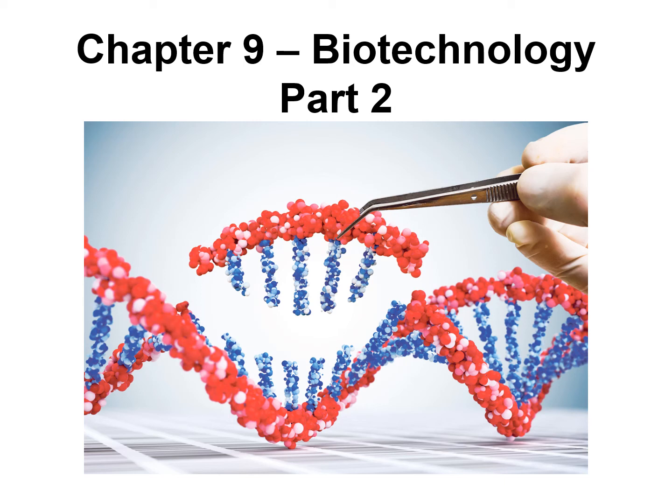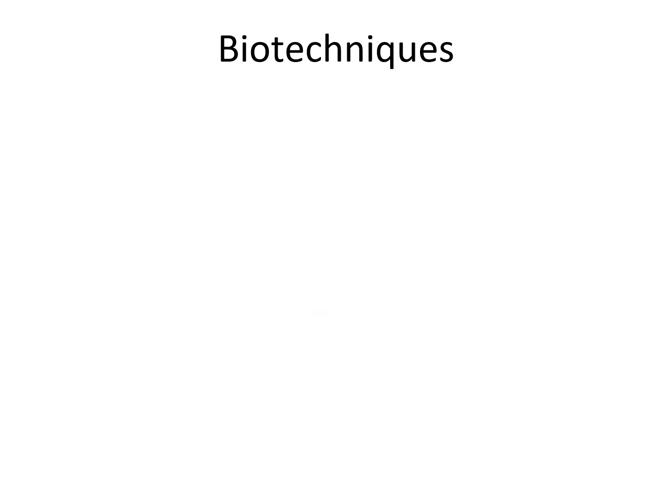This is the lecture for Chapter 9, Biotechnology, Part 2. In the first part of this lecture, I discussed biotechnology and more specifically genetic engineering. Genetic engineering is where scientists create recombinant DNA by manipulating the DNA with different enzymes, such as DNA polymerase, ligase, restriction enzymes, and reverse transcriptase.